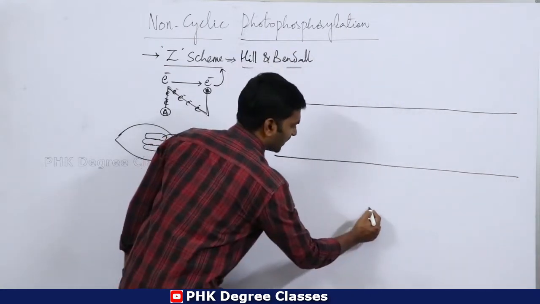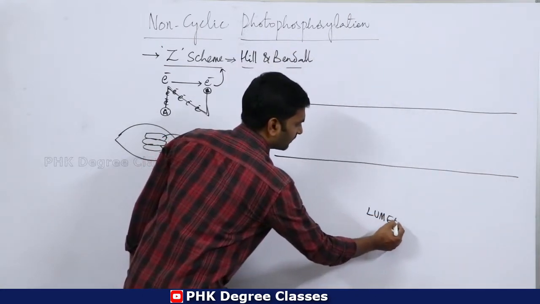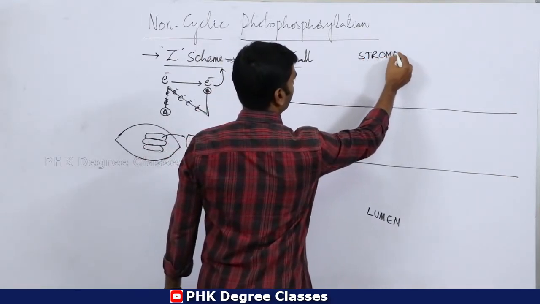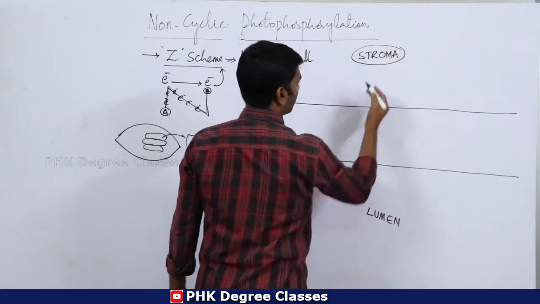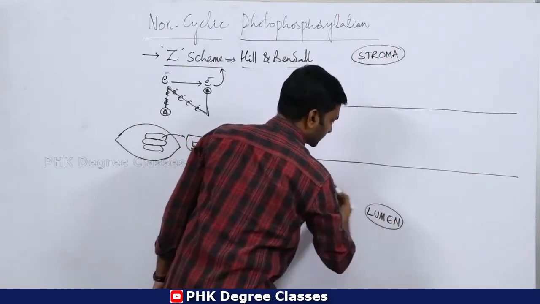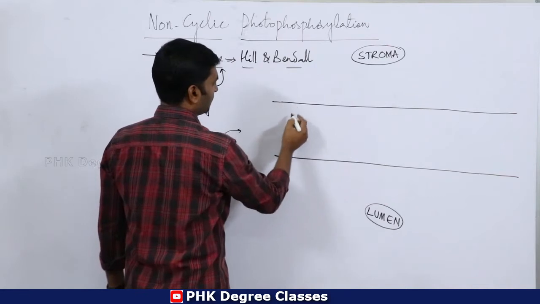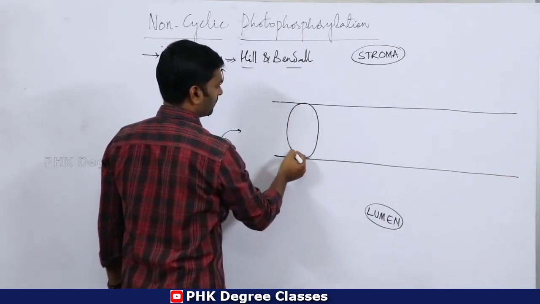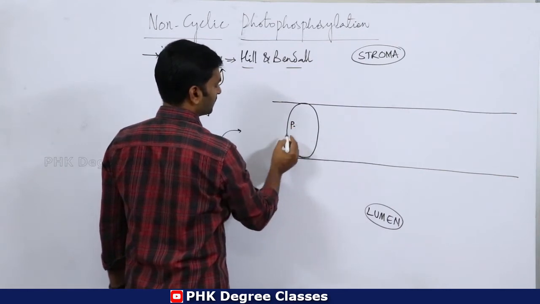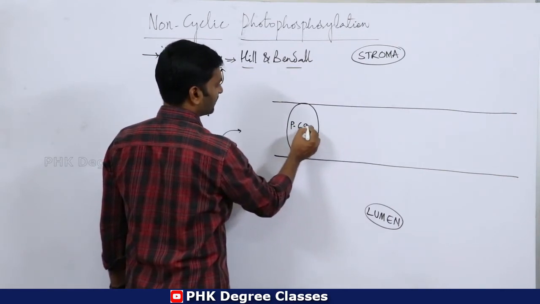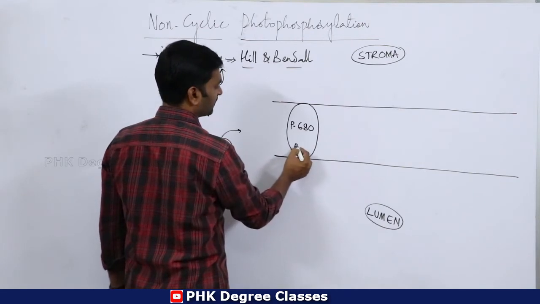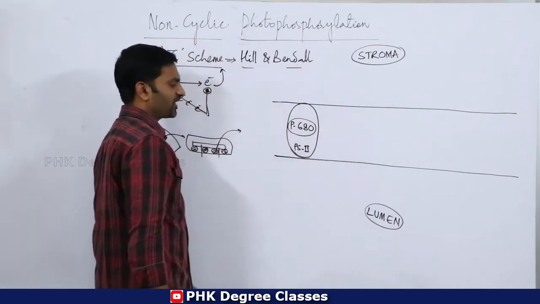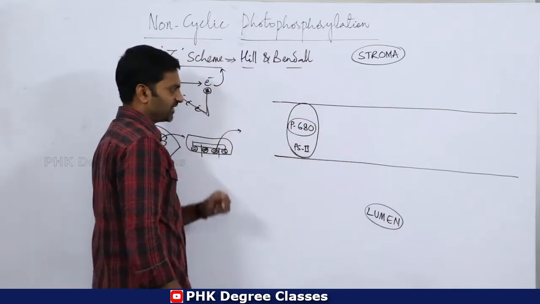So this side is the lumen, and this is the stroma. Stroma of chloroplast, lumen of chloroplast. Now this is PS2, or you can say P680. This is PS2. The active or reaction center of PS2 is P680.